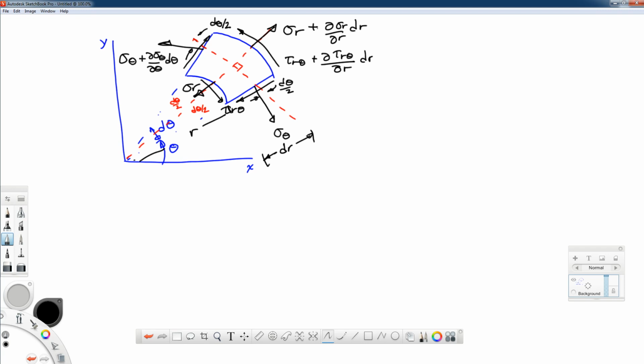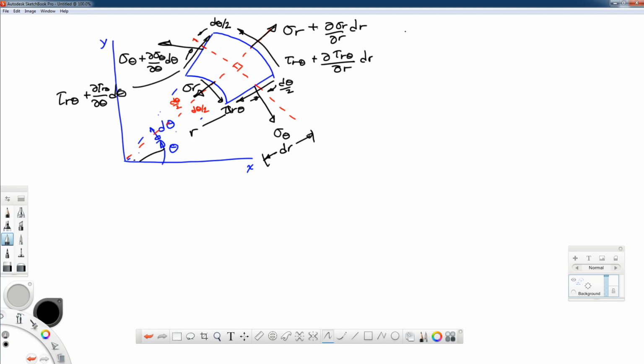We also have this one, which is going to be tau r theta plus the amount of its change. Now this one changes with theta. So it's the rate of change of tau r theta with respect to theta times the amount of theta that we're going through, the d theta. Okay, so this block is going to be key to understanding our equilibrium equations.